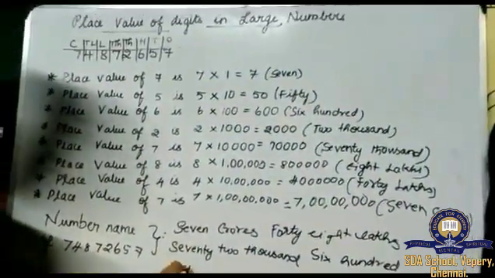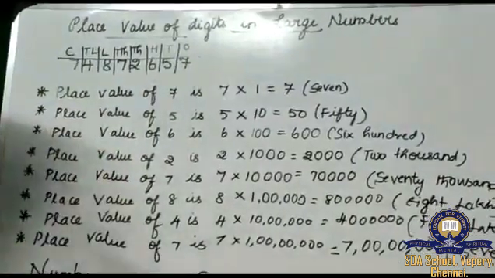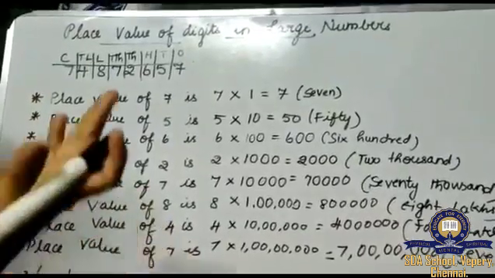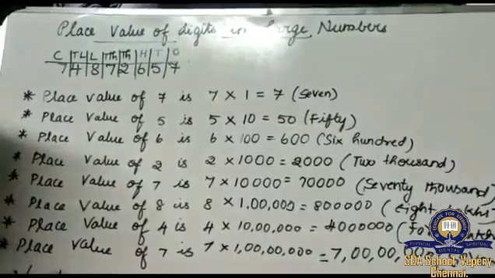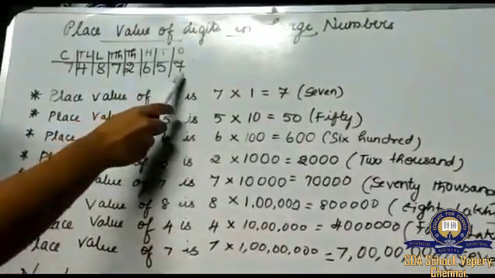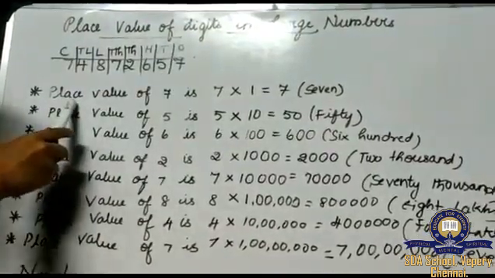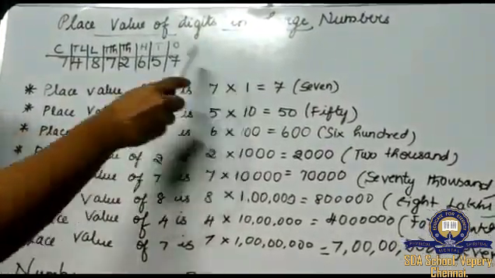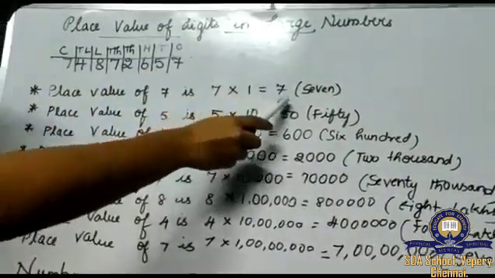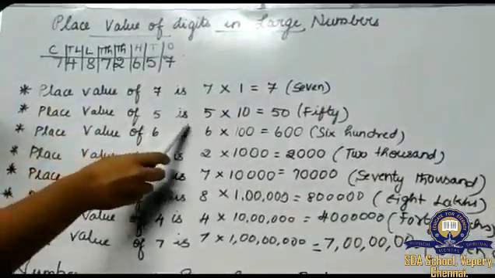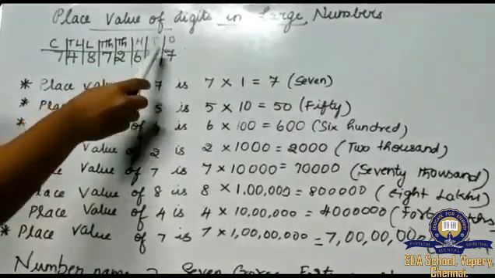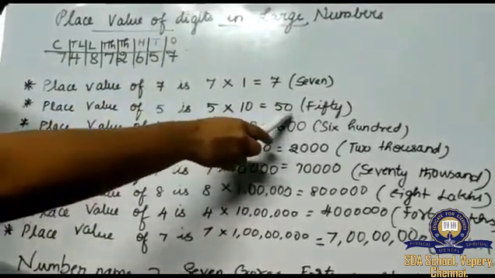Got it, students? I'll repeat this once again, students. Now you're going to find out the place value of this large number. While finding out the place value of a large number, you have to come from the right hand side. You have already learned in the Indian system place value chart. So while coming from the right hand side, since 7 is in ones place, what will be the place value of 7? 7 multiplied by 1, since it is in ones place, which is 7. So similarly, place value of 5. 5 is in tens place, so you're going to multiply 5 with 10 and you get 50.